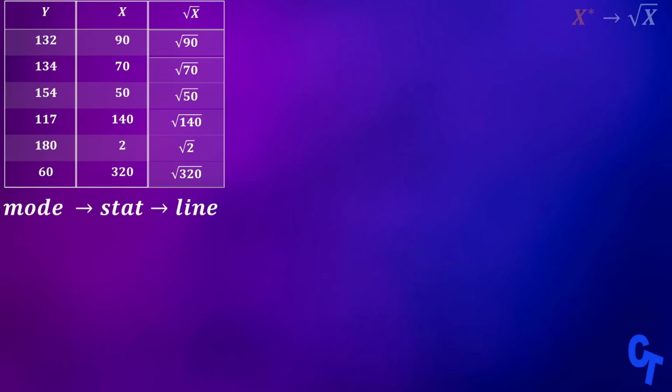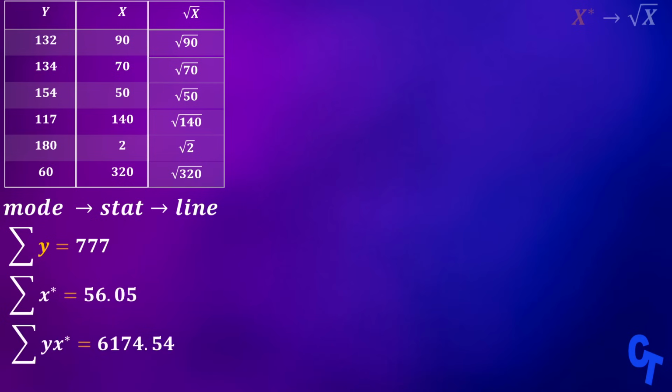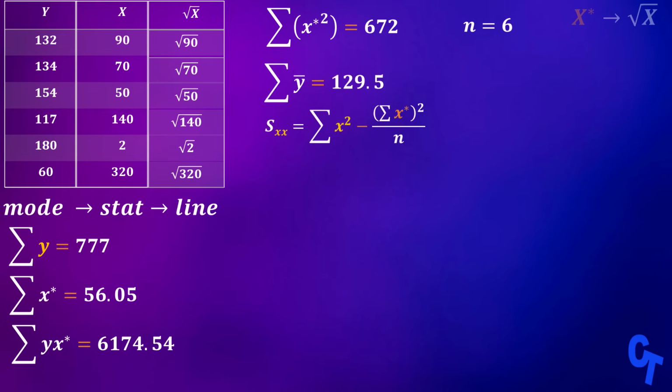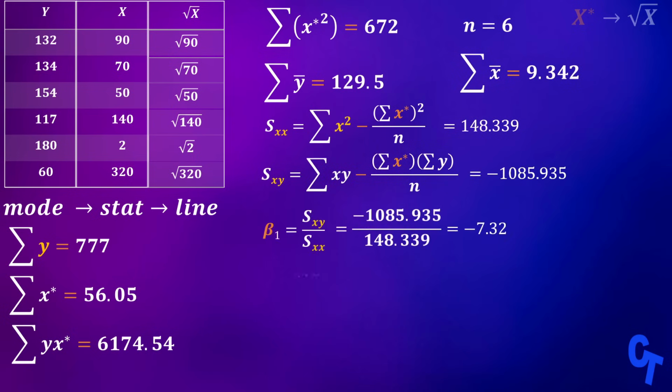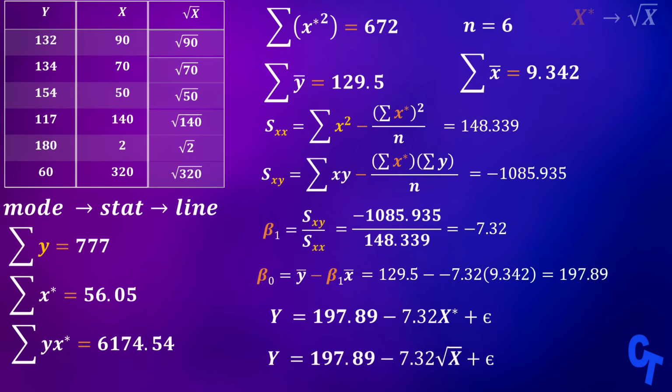Now let's write down the calculated values. Press recall sum of y, recall sum of x, recall sum of xy, recall sum of x squared, n is 6, recall x bar, and finally recall y bar. Now we can find sxx and sxy by plugging in the calculated values into our formula. Let's find beta 1 by dividing sxy by sxx and beta naught by this formula. Remember to take note of the signs. Negative and negative give us positive. We now have our coefficients. Let's write our final formula. Remember, x star is the root.